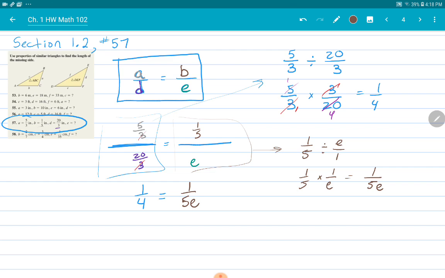And then when I cross multiply, I get 5E times 1 equals 1 times 4. Solving for E, divide both sides by 5, and I get E equals 4/5. And I'll use my units again, that's inches. There's my final answer.